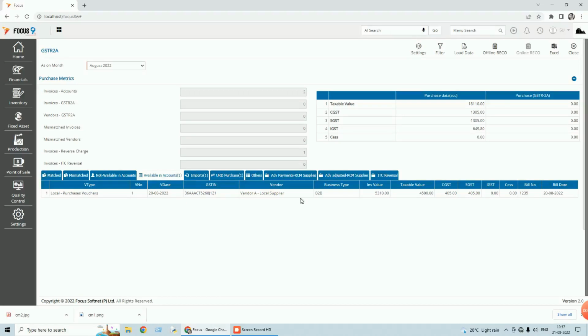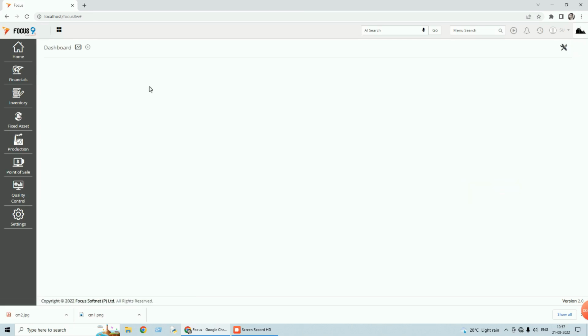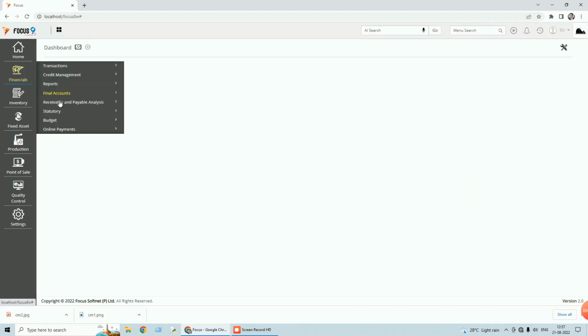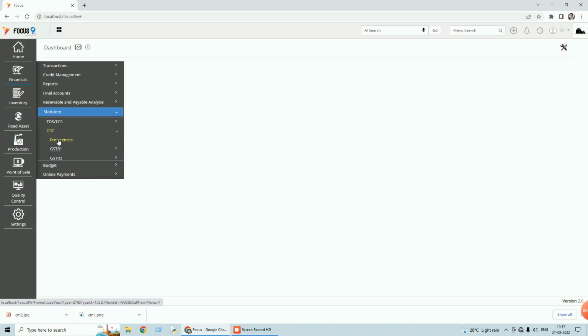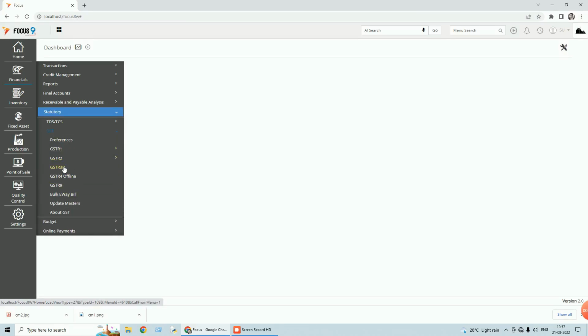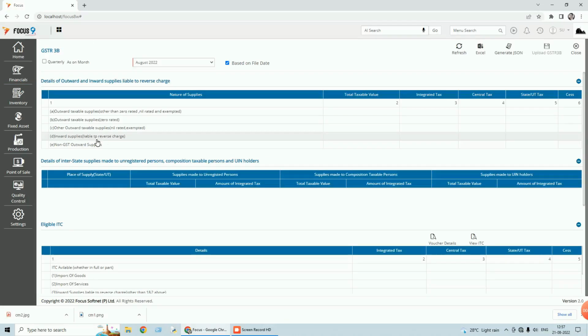Now you see here a local purchase is there, import purchase is there, and RCM purchase is there. This is one report. After this we have one more report here in statutory GST. We have GSTR 3B. As I said, this 3B report is also compulsory to submit. This also we can generate a JSON file. Once the month is selected here, just click on refresh.